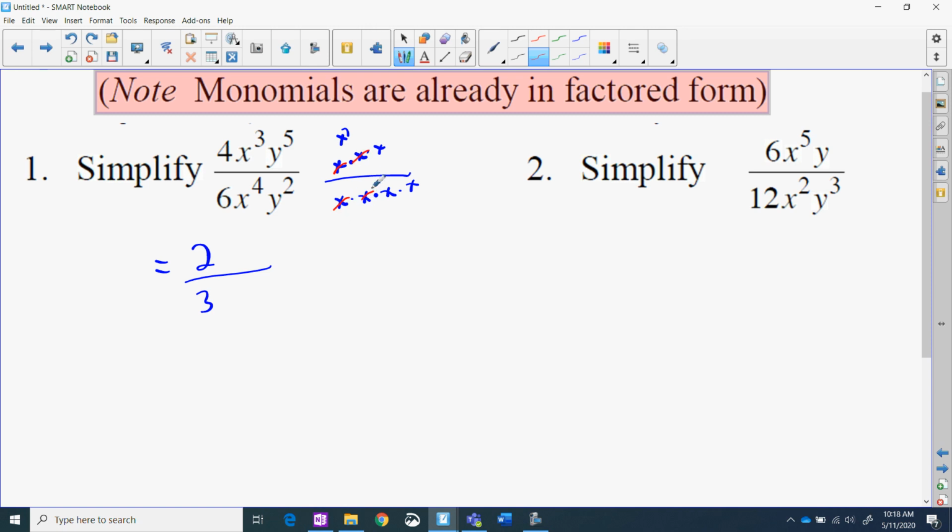That x would cross that x out, leaving us 1x in the denominator. Now, we don't want to write this all out every time, but I want you to see the math behind why it happens. All we're going to look at is, okay, in the numerator, I have 3 x's multiplied together. In the denominator, I have 4 x's multiplied together.